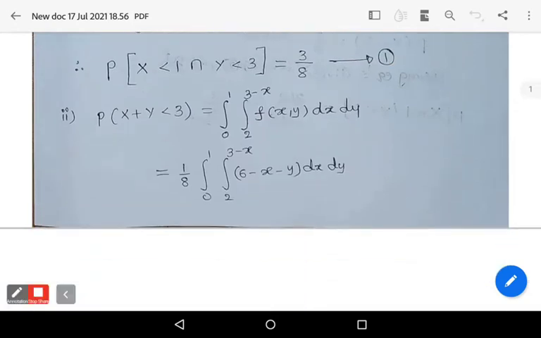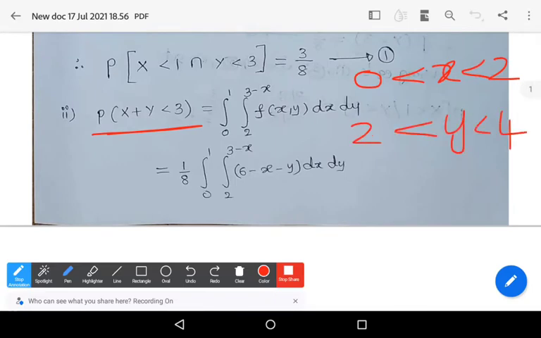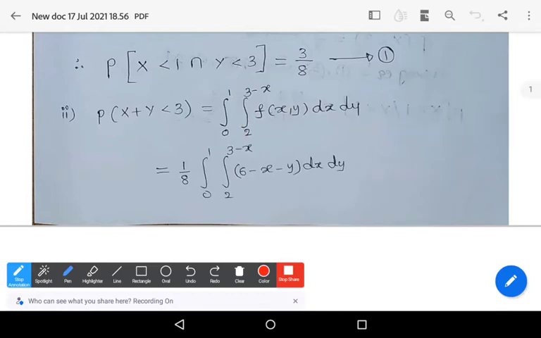So let us see the next one. Probability of x + y < 3. Here 0 < x < 2 and 2 < y < 4, but x + y must be less than 3. So the integral x varies from 0 to 1, integral y varies from 2 to 3 - x, f(x, y) dx dy. So substitute f(x, y) = 1/8 (6 - x - y) dx dy. Here the critical part is the limits.